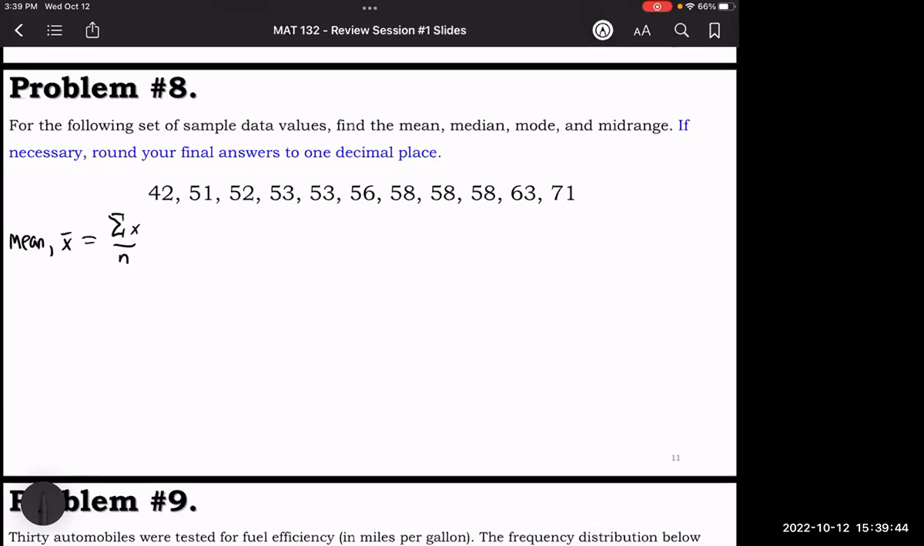So can I get a volunteer? Can somebody first add up all those numbers? I'm not going to write out all of it, but can somebody at least do it for me? If you take the sum of all the data values present in your data set, let me know what you get. 615? Okay, now how many values are in our data set? 11. So you do 615 divided by 11.